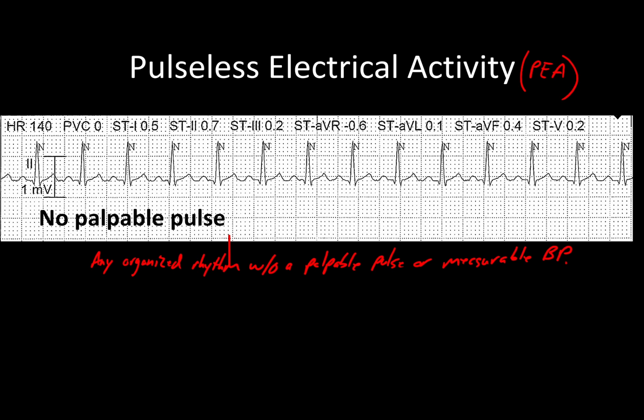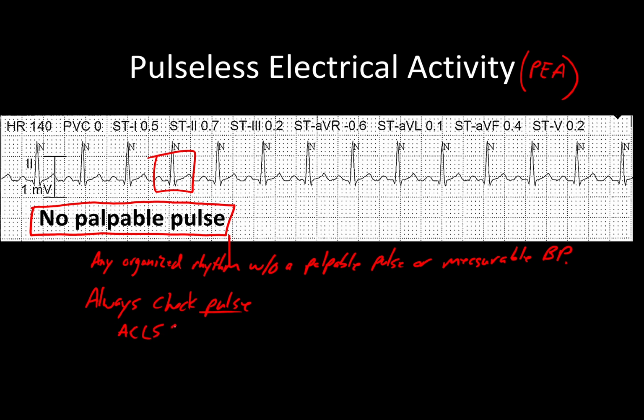And that's essentially it. So if you look at the screen, this looks like sinus tach, right? You've got your P, QRS, all that looks good. It's ticking right along, but you have no palpable pulse. So you look on the screen, it looks fine, but you always have to check the pulse. Always, always, always check pulse. And at which point you just do ACLS and BLS interventions if that winds up being the case.